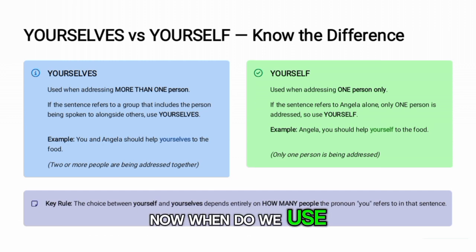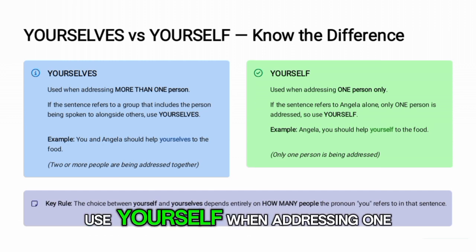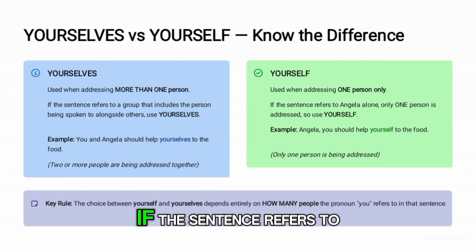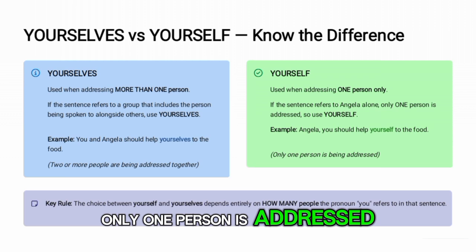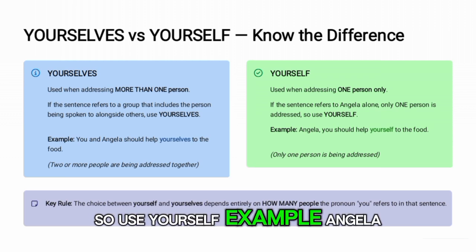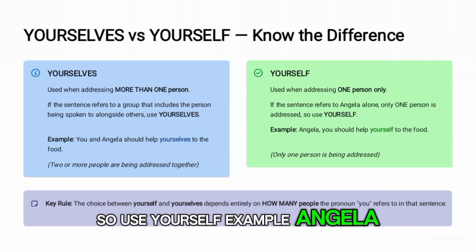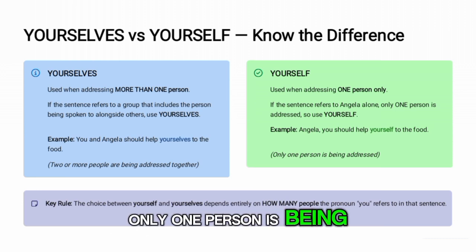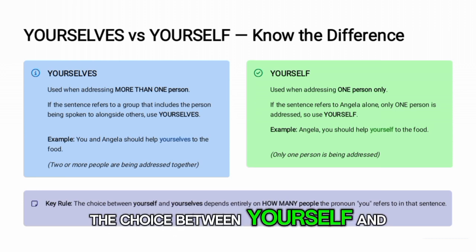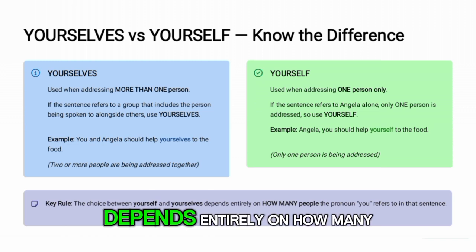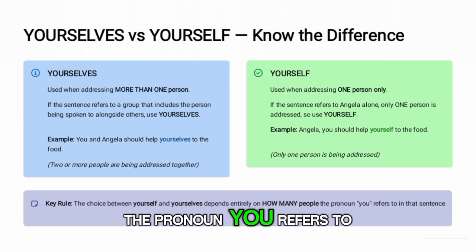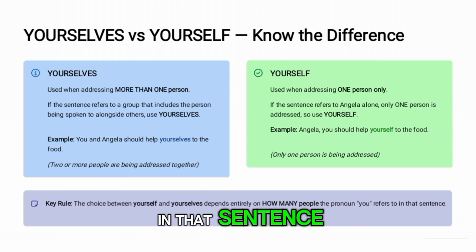Now, when do we use yourself? Use yourself when addressing one person only. If the sentence refers to Angela alone, only one person is addressed, so use yourself. Example, Angela, you should help yourself to the food. Only one person is being addressed. The choice between yourself and yourselves depends entirely on how many people the pronoun you refers to in that sentence.